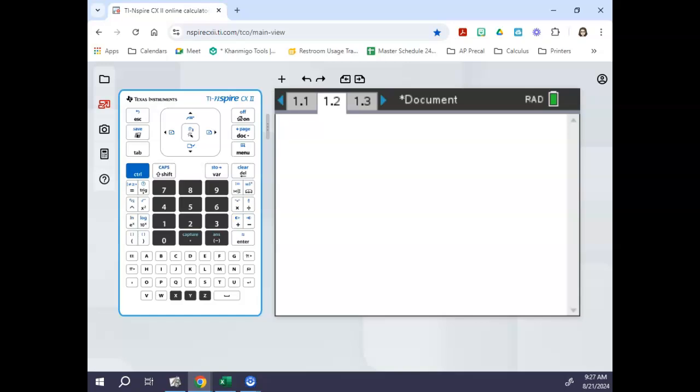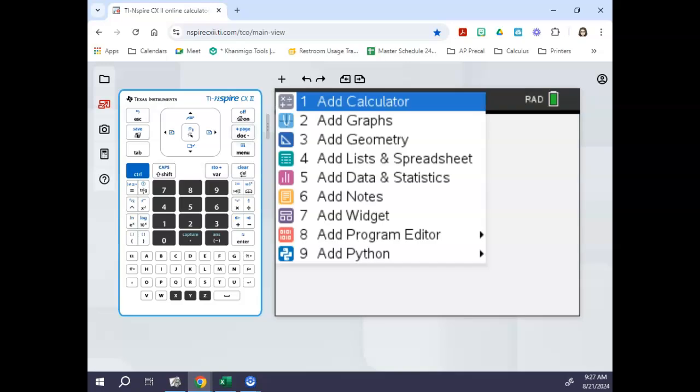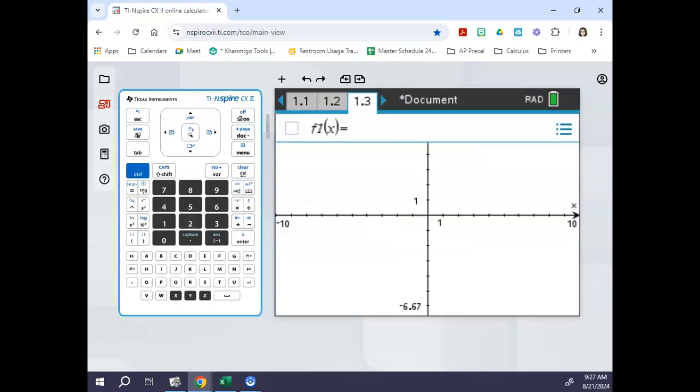Okay, so we want to add another tab, like another page here. This is one very powerful thing about these calculators. So right here, you see this blue control button. You're going to hit the control button. And then right here where it says dock in black, above it in blue it says plus page. So you're going to add a page so you get that same menu back. Okay, are we all back here at this menu? And this time we want to add a graph. So 2 for add a graph. Okay. Are we all here?